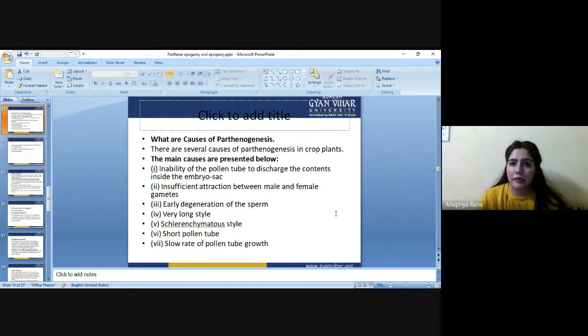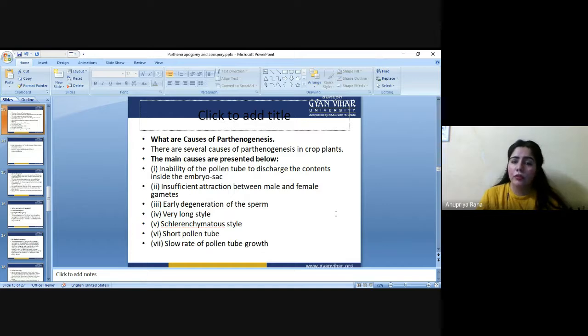Next is the sclerenchymatous style. I already told you about simple tissues: parenchyma, collenchyma, and sclerenchyma. Sclerenchyma is the tissue which has a very thick lignin deposition on its walls. Anything with very heavy deposition on its walls basically blocks the way. So these depositions fill up the gaps in the stylostigma, and when the pollen comes, it cannot find a way to the embryo sac. So at that time also parthenogenesis happens.